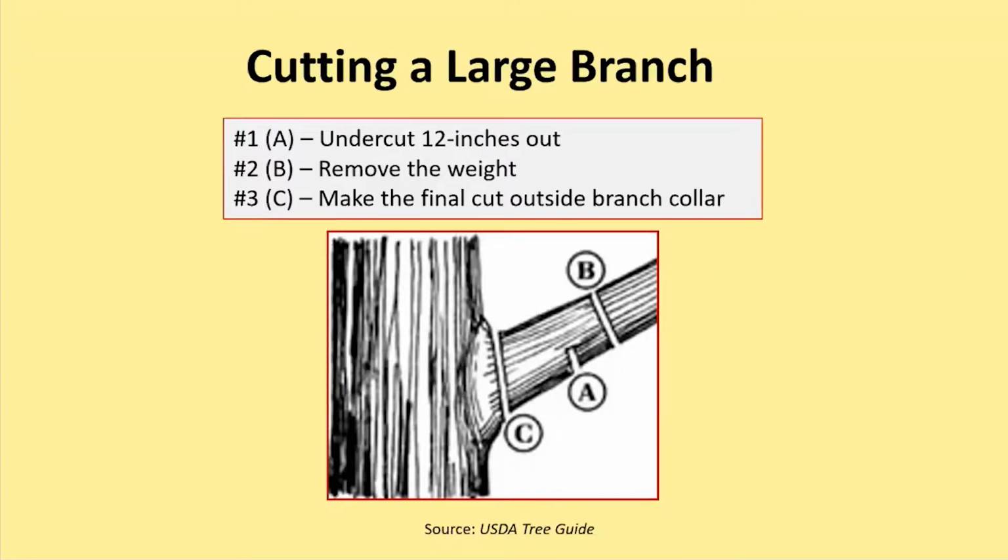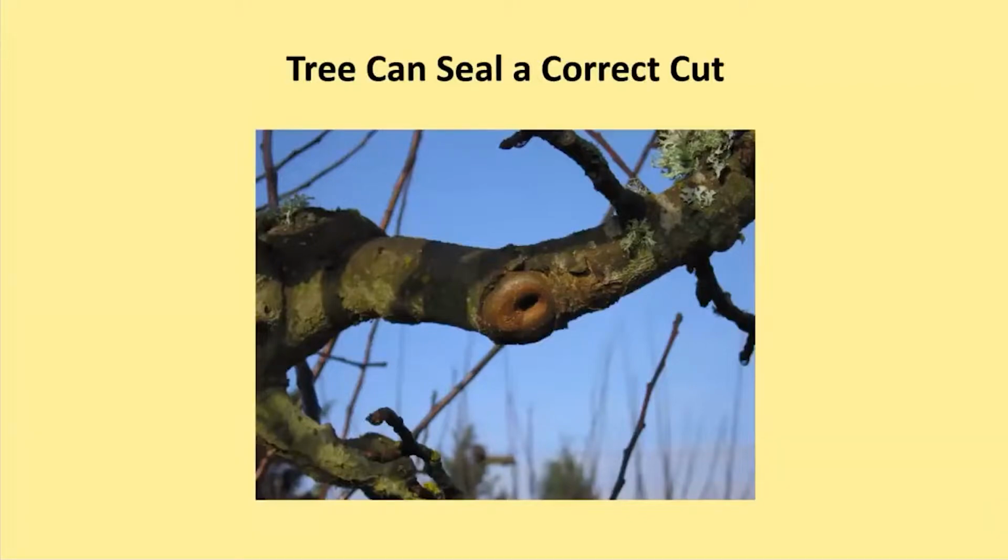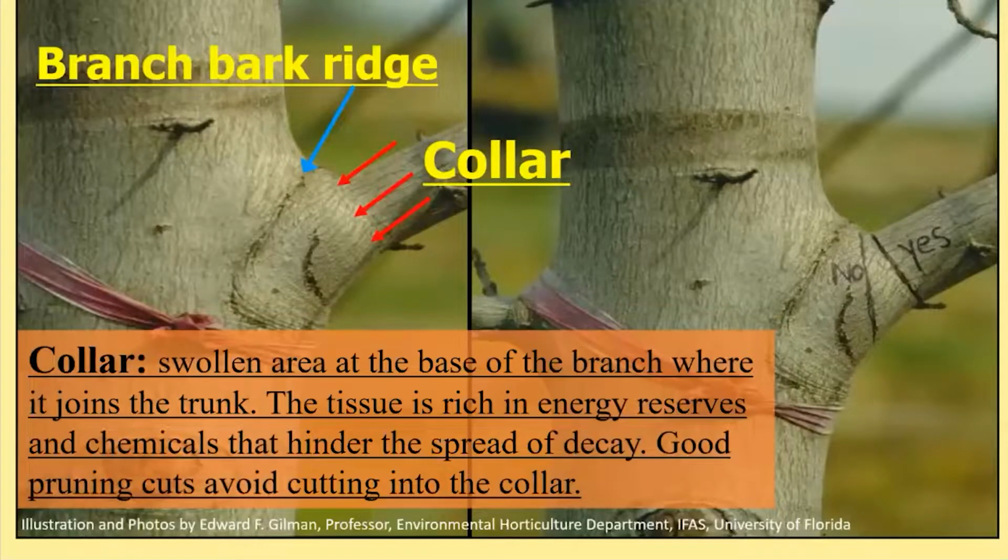Step 1 is marked with A. It's an undercut 12 inches out. Then you go further out and make a through cut to remove the weight of the branch, and that's labeled B. And the third cut is labeled C, to remove the stub, but it's outside of the branch collar. And if we make the correct cut and preserve the branch collar, the tree will heal. And here's a picture showing how the cut is closing itself. And this shows the branch collar.